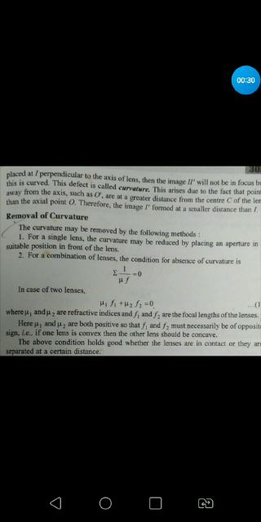Now, even when the lens is free from spherical aberration, coma and astigmatism, the image of an extended plane object OO' is curved, as shown in the figure. If a screen is placed at I perpendicular to the axis of the lens, then the image I' will not be in focus, but it is curved. This defect is called curvature.